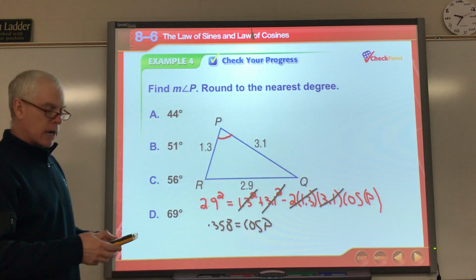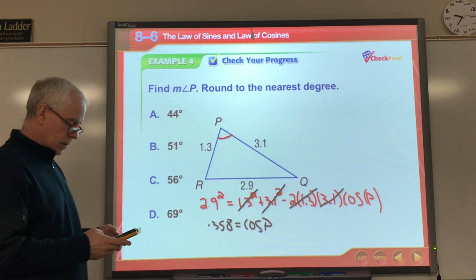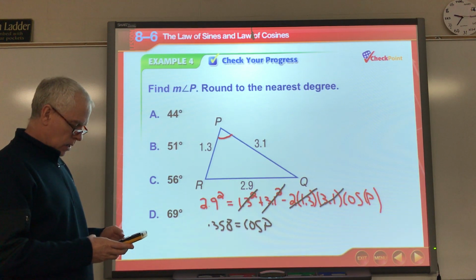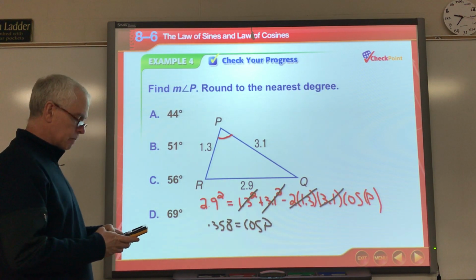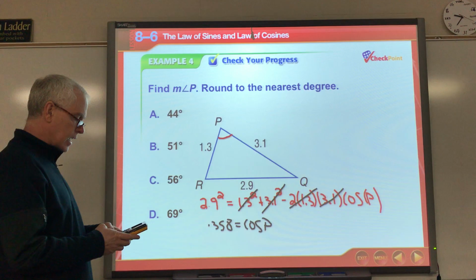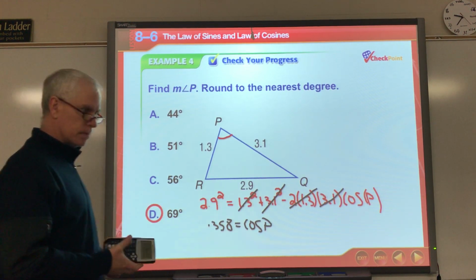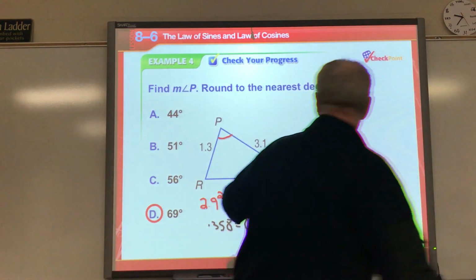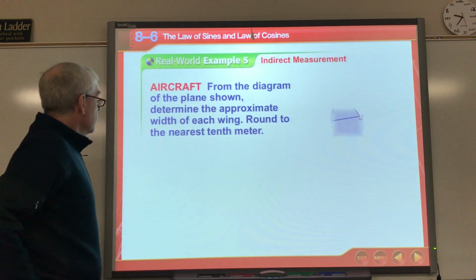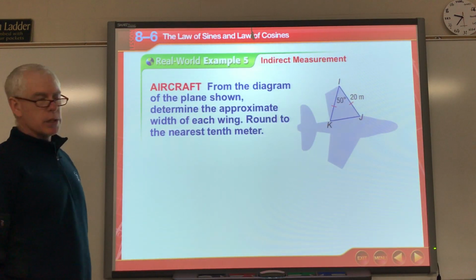And if I want to get p by itself, I have to undo the cosine. So I'm going to go inverse cosine of that 0.358 that I got. I get about 68.98, so very close to 69 degrees here, looks like. Okay. All right, now we're just going to put this into action.